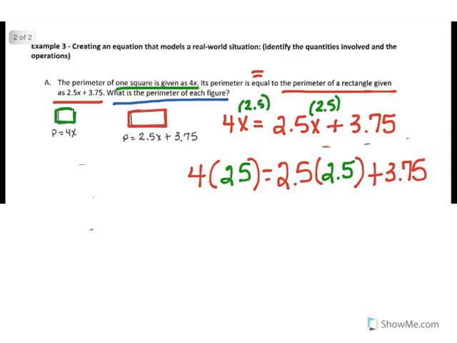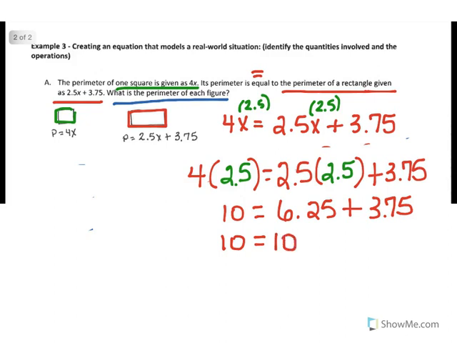When I multiply 4.4 times 2.5, I get 10. And then when I multiply 2.5 times 2.5, I get 6.25 plus 3.75. Now on the left I have nothing else to do, so I just go ahead and bring that 10 down. But on the right I have to add 6.25 plus 3.75, which gets me 10.